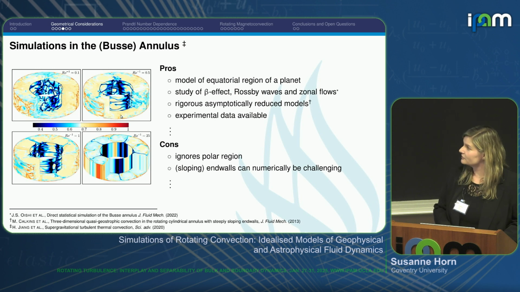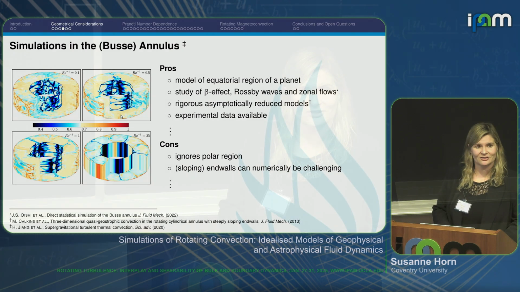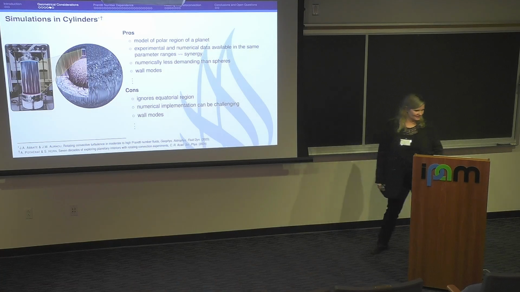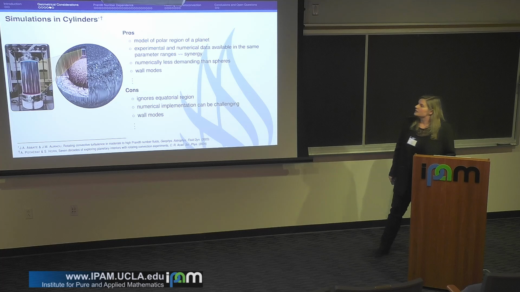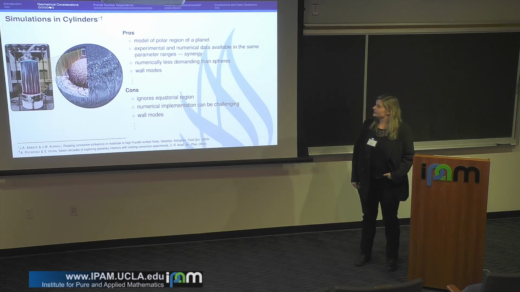And one of the problems, I guess, why people are not doing this is because it's probably numerically challenging to get the sloping end walls and to get something that is more of a model for spherical convection or spherical equatorial convection. And as we've heard probably several times, this is a nice picture by Jewel Abate, and this is the cylinder.